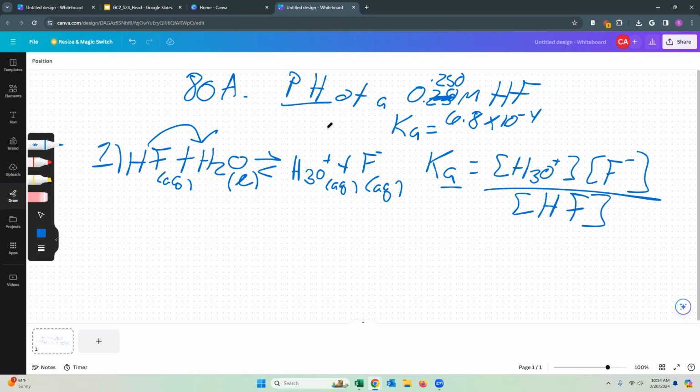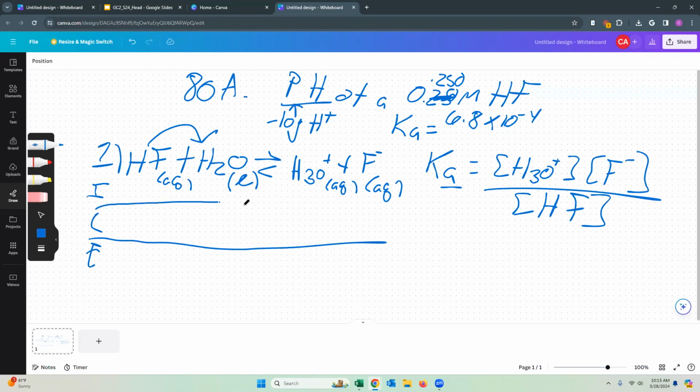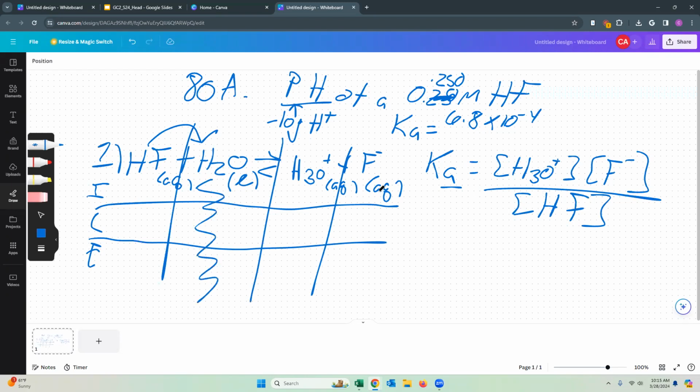Remember, I want pH, that's what I'm doing, so I want minus log of H plus, right? That's what pH means. So I need to figure out what H3O plus is. So we can set up our ice table to do that. So when you are dealing with a weak acid, use your ice table. Liquids, we don't need. All right, so our initial is 0.250. H3O plus is 0, F minus is 0.